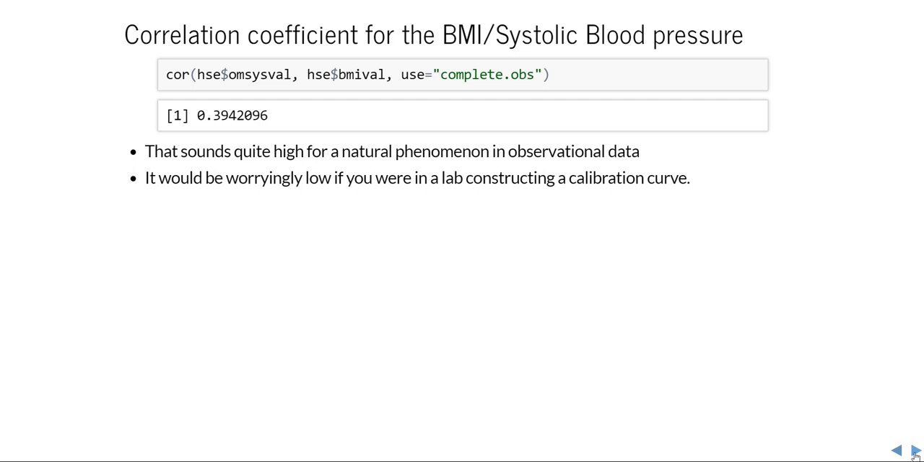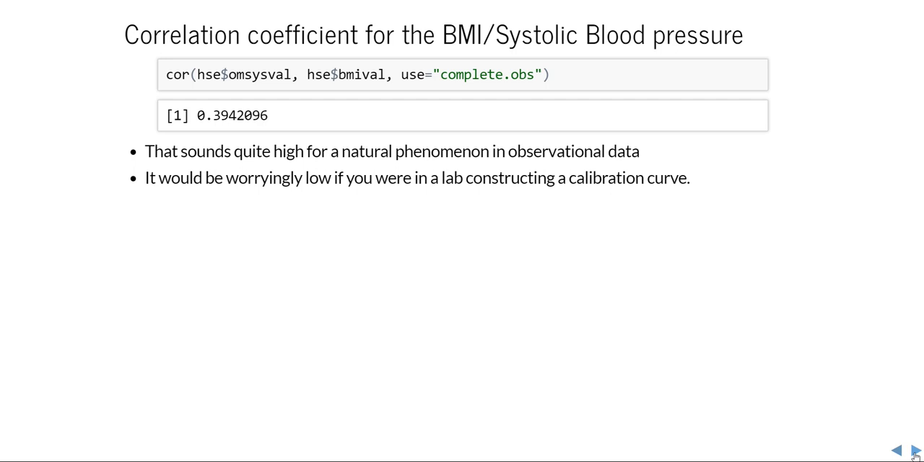I've calculated one in R there. There's a command called cor. I supply the X variable and the Y variable, and because I'm using a data set that's got this problem that only respondents who had a nurse visit got their blood pressure measured, I've said just use complete data. And it goes off and tells me that the correlation coefficient is estimated at 0.39.